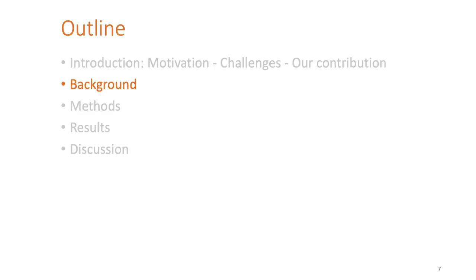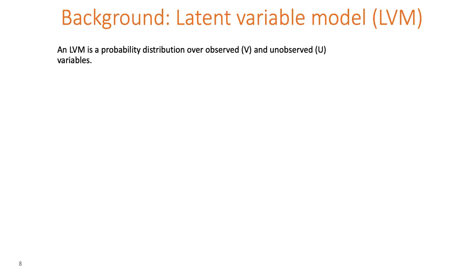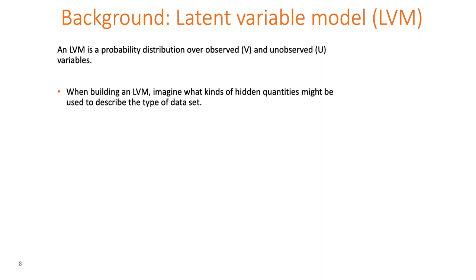Now, before moving on to the methods, I will give a short overview of some of the necessary background information. An LVM is a probability distribution over observed and unobserved variables. When building an LVM, imagine what kind of hidden quantities might be used to describe the type of dataset. For example, if we have two proteins X and Y, we may think that there exists a latent enhancer that is a common cause of both X and Y.